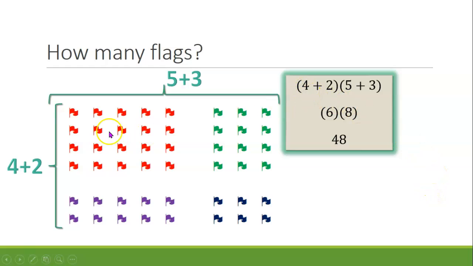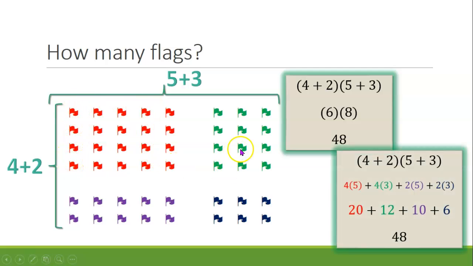But if we break it down, the red flags, there's 4 times 5, or 20 of those. The green flags, there's 4 times 3, 12 of those. The purple flags, there's 2 times 5, or 10 of those. And the blue flags, there's 2 times 3, or 6 of those. So altogether, there's 20 plus 12 plus 10 plus 6, which is 48.